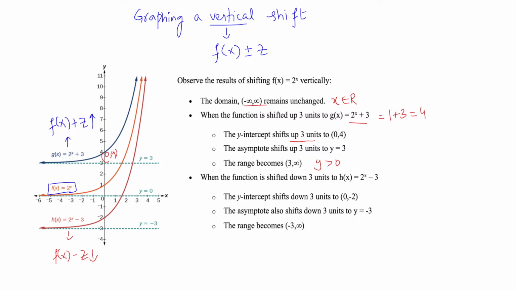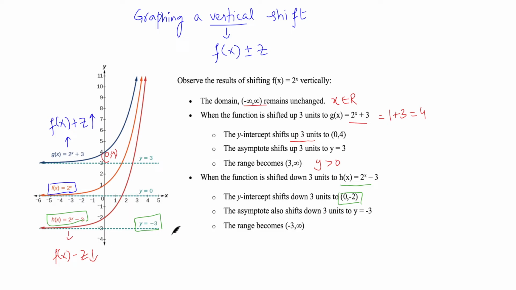Now let's have a look at the second graph, which is 2 raised to power x minus 3. I've called it h of x. This graph that I'm talking about. The y-intercept shifts down 3 units. Earlier it was shifting up. Now it is shifting down 3 units and it will result in this point (0, -2). The asymptote similarly will also shift down 3 units to y equals -3. Now the asymptote is this line. The graph will approach this line as it heads towards infinity but will never touch it.